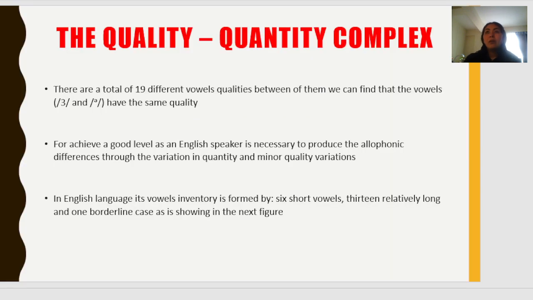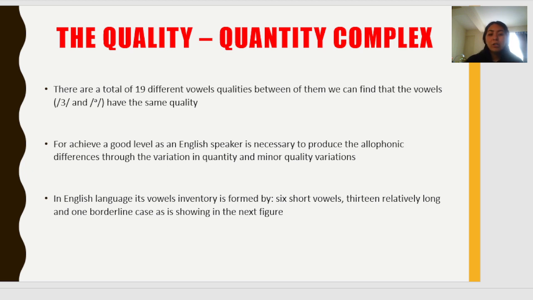We have in this picture the quality and quantity complex. There are a total of 19 different vowel qualities, among which we can find that both vowels on the screen have the same quality. To achieve a good level as an English speaker, it's necessary to produce the allophonic differences through variation in quantity and minor quality variation.